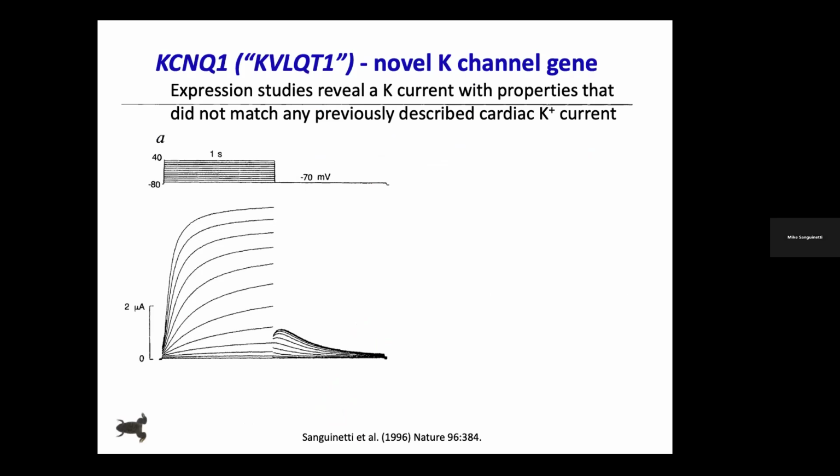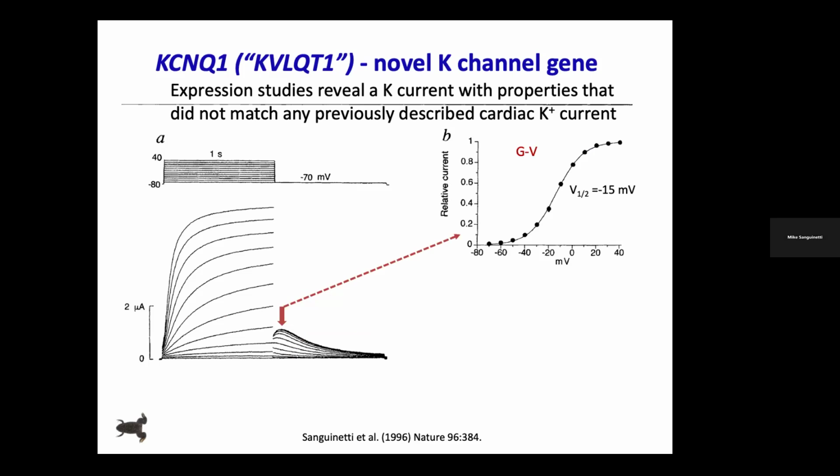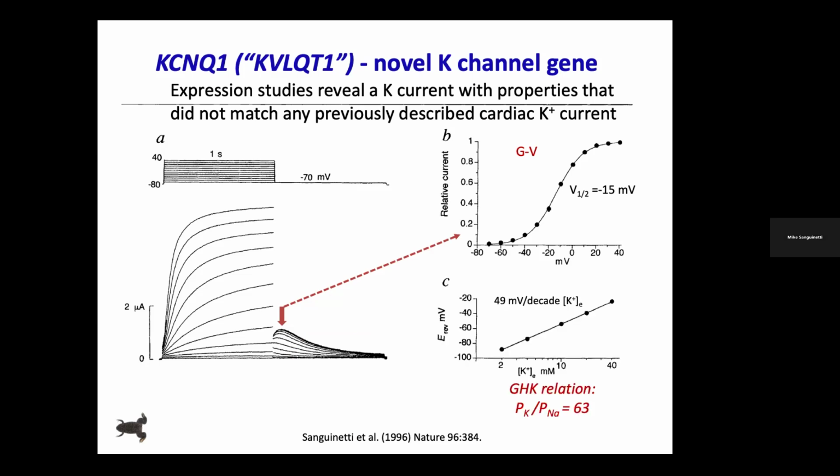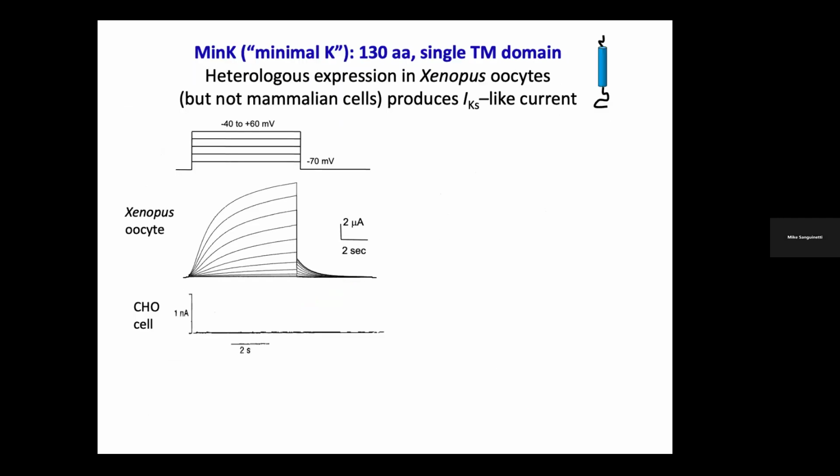So KVLQT1 was also a novel K channel. An expression study revealed right away that the currents were not recognizable to us. They had some unusual properties. It didn't match anything in cardiac tissue, including this little funny hook here, which is not super important, but it shows that there's some inactivation occurring in these channels. And the V1/2 again didn't match anything we'd seen in myocytes. And it wasn't totally potassium selective. There was some sodium conductance as well in these channels.